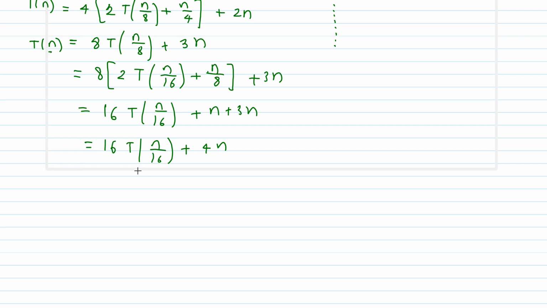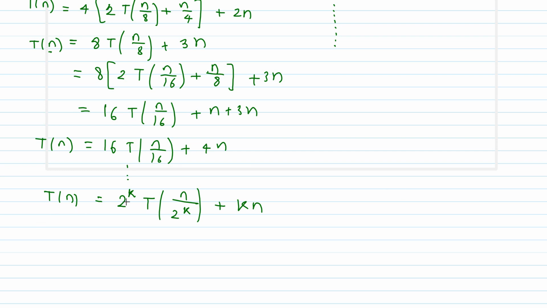Now if you observe, what is our aim? We have to generalize this equation in terms of some value k. So I will write this generalized version as, if I go to the kth stage, because this is the fourth stage and I am getting 2 to the power 4, I can write it as 2 to the power k t of n upon 2 to the power k plus kn. Can I say that? Now see what we obtained: t of n is 2 to the power k t of n upon 2 to the power k plus kn.